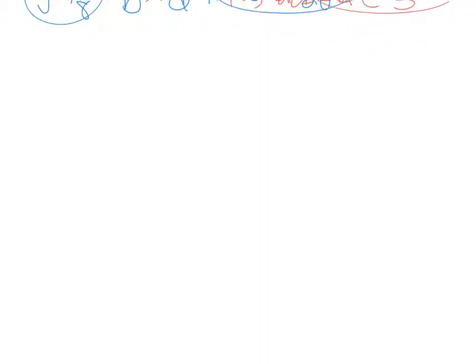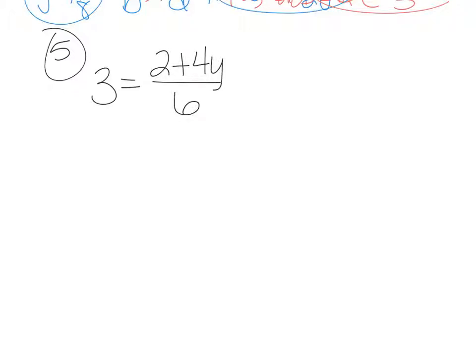Okay, number 5. This time we have 3 equals 2 plus 4y over 6. Think back to the one we did just a couple of examples ago. I don't have a fraction on both sides, but how would you easily make that left side a fraction? Just put it over 1, okay?